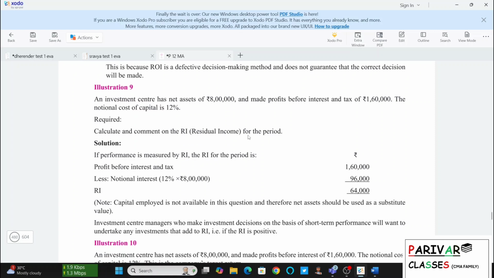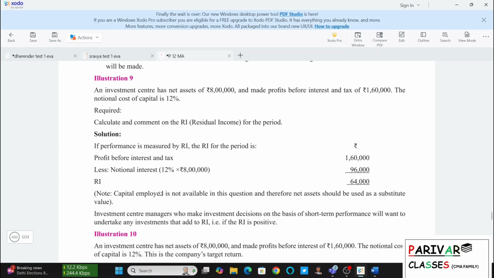This is very simple. Here he just changed the terminology. Instead of operating assets, he said net assets. Instead of operating income, he said PBIT. Instead of minimum rate of return, he said the cost of capital. Just the terminology is different. Just write the formula, put the values, get the answer. Very simple. He's saying comment on the RI, whether it is positive or negative. If it is positive, we have to accept. If it is negative, we don't need to accept. That's it.